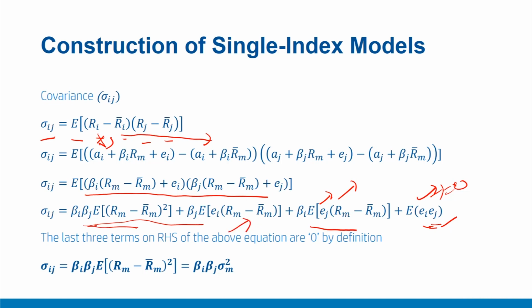So we have only this term remaining, which is beta i times beta j into expectations of Rm minus Rm bar raised to the power 2, which is equal to beta i times beta j times sigma m square. This is the expression for covariance.